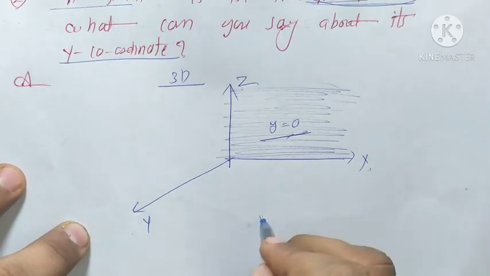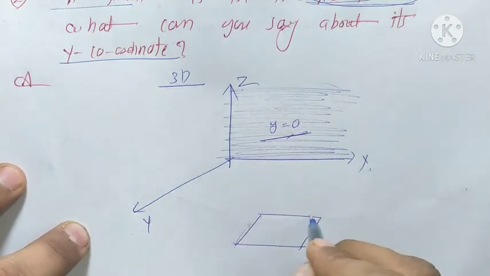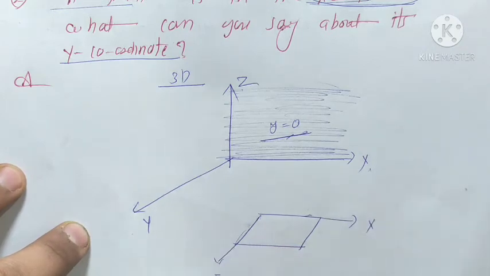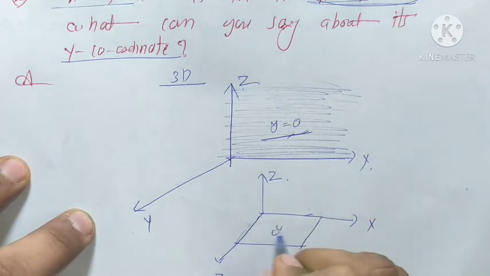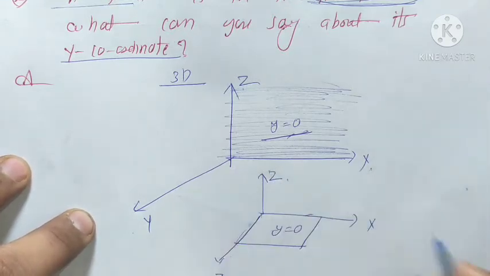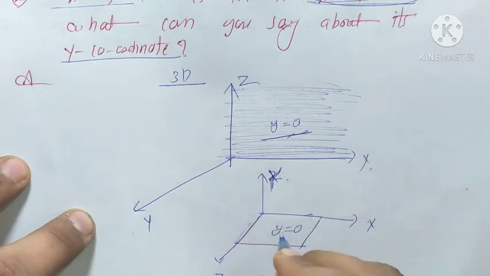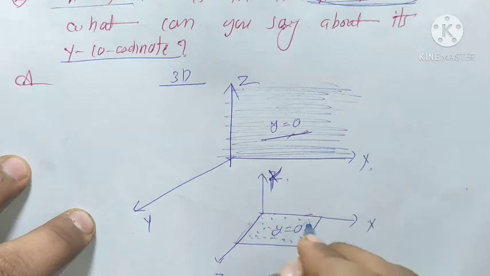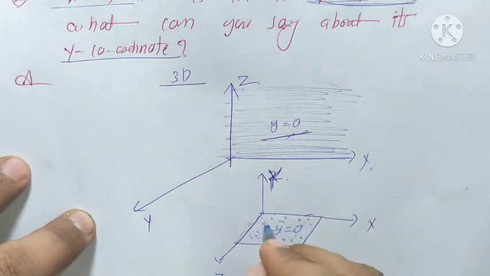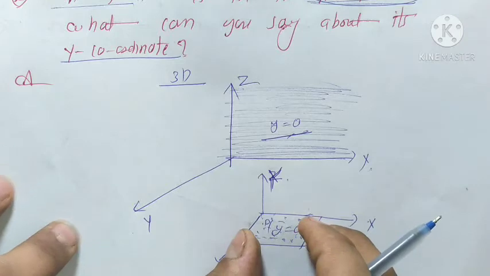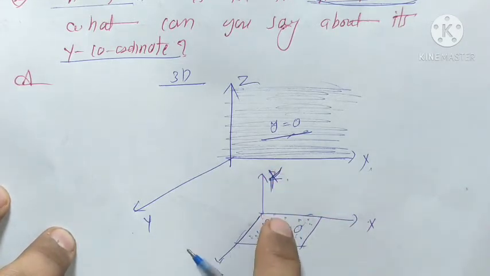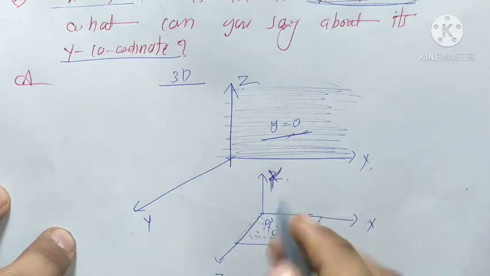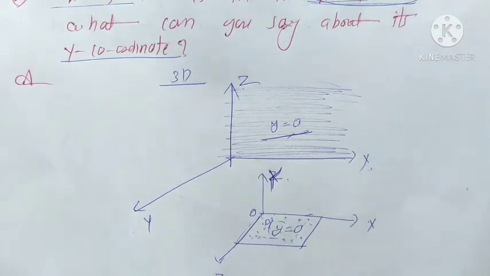Assume that this is the plane, the x and z plane, and this is the y, the height. Sorry, this is the y. So this is the x and this is the y. On this plane there are millions of points, but we take any point P. The y coordinate of this point will always be 0. But when we go in the upward direction, the y coordinate will increase. On this plane, the y coordinate will always be 0.